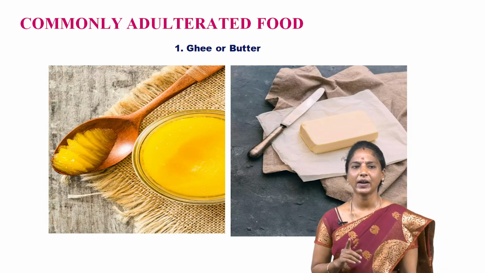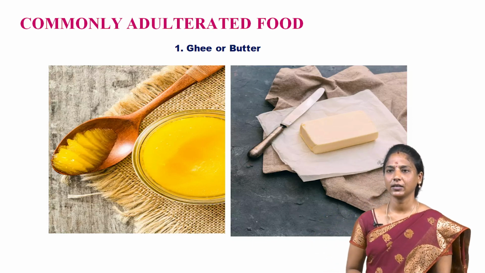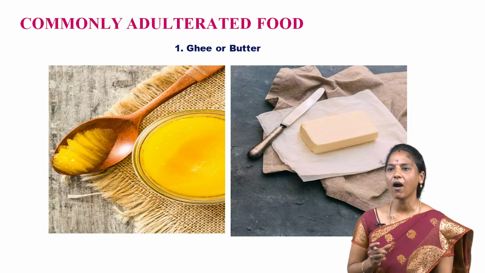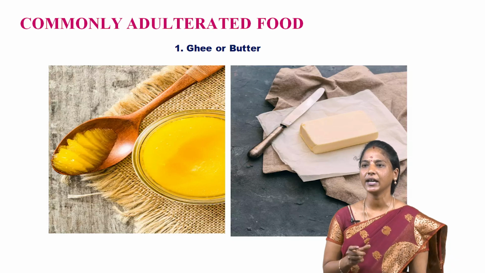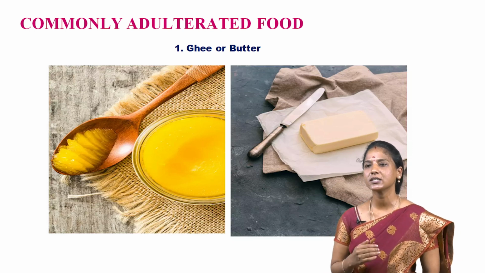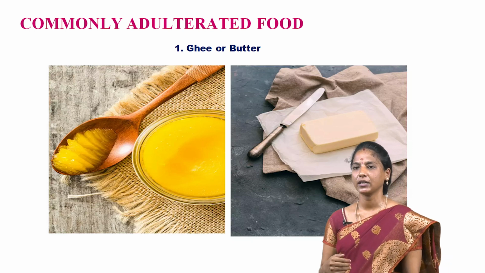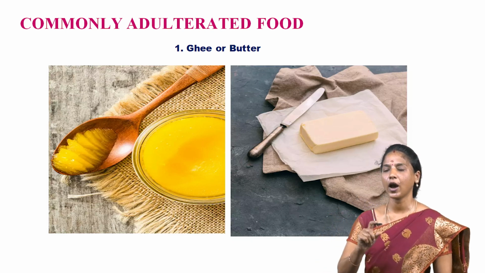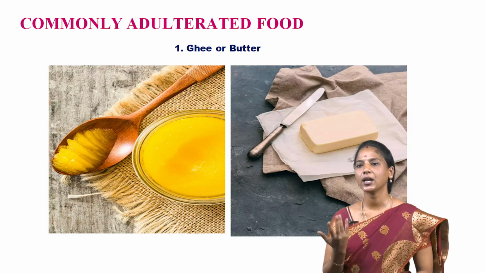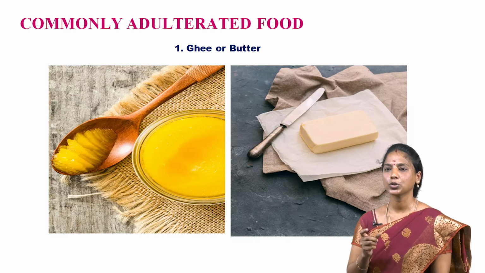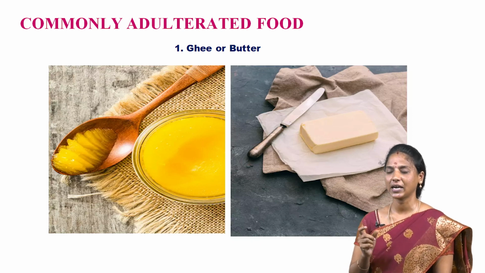First one, ghee and butter. The adulterant is vanaspati. The method of detection: take about 1 teaspoon of melted ghee or butter with an equal quantity of concentrated hydrochloric acid in a test tube and add to it a pinch of cane sugar. Shake well for 1 minute and test after 5 minutes. Appearance of a crimson color in the lower acidic layer shows the presence of vanaspati.